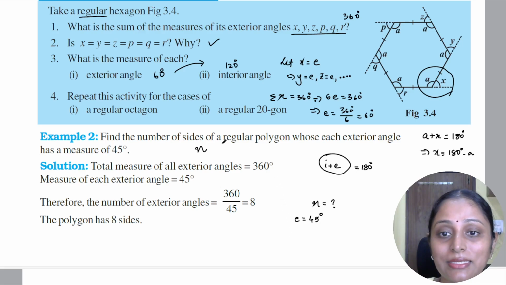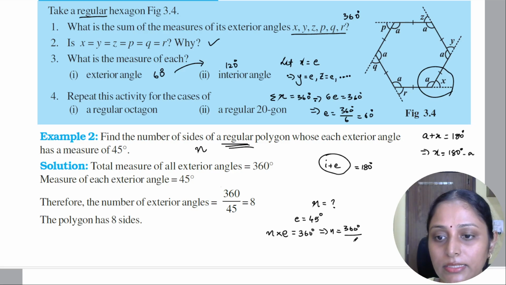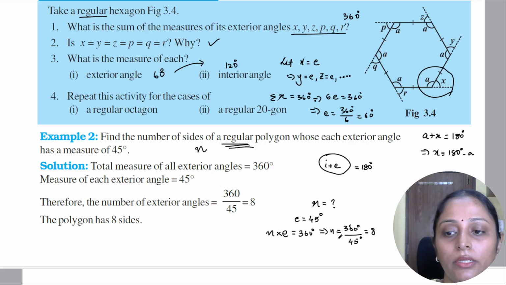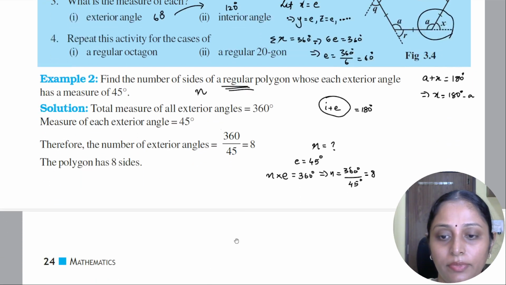Now because they are saying it is a regular polygon, I can write n into e is equal to 360 degrees. Implies n is equal to 360 by 45. If you simplify this, you are going to get 8. That means that the polygon is nothing but a regular octagon. So that is your second solved example.